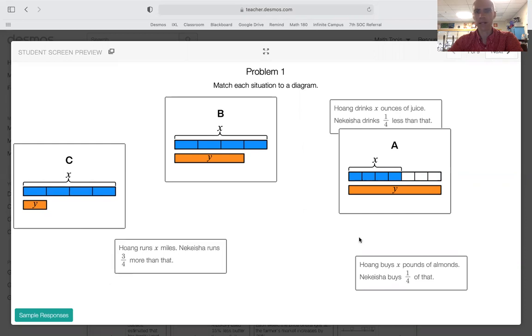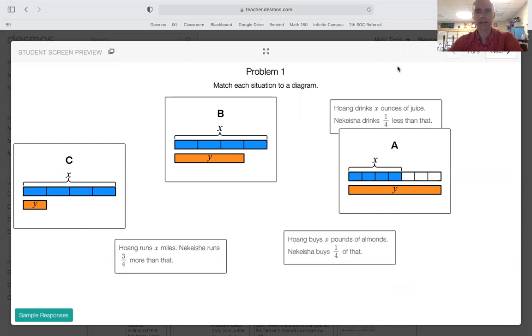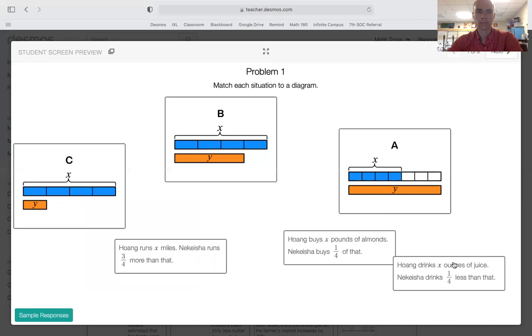When I look at the diagrams, I see that in diagram C, the Y quantity, which we always think of as our new quantity that we get after the percent increase or decrease, is much smaller than the original quantity, which is always X. So if something gets decreased by a lot, I'm going to probably match it up with diagram C.